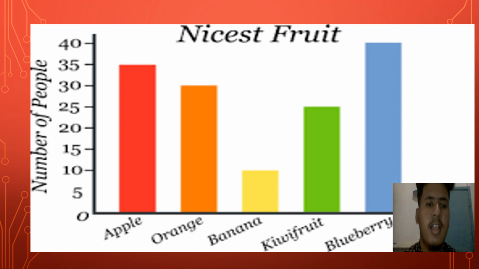Students, this is an example of a bar graph as you can see on the screen. On the y-axis, we have number of people. On the x-axis, we have the nicest fruit. So apple is liked by 35 people, oranges 30 people, banana 10 people, kiwi fruit 25 people, blueberries the highest with 40 people, and grapes the lowest with 5 people. You can use a ruler to check the values for correctness.